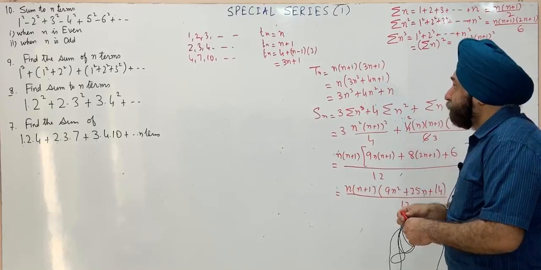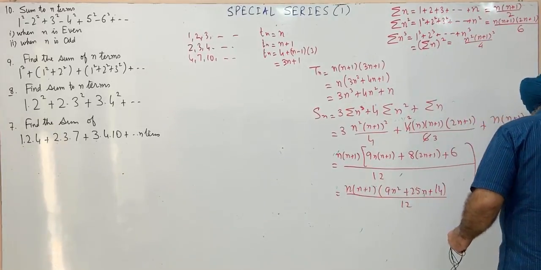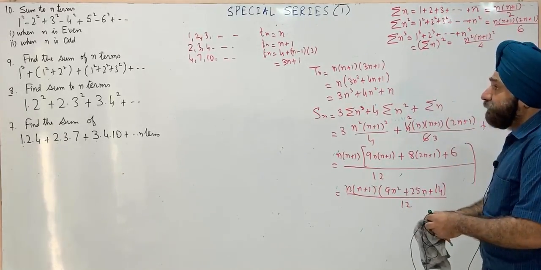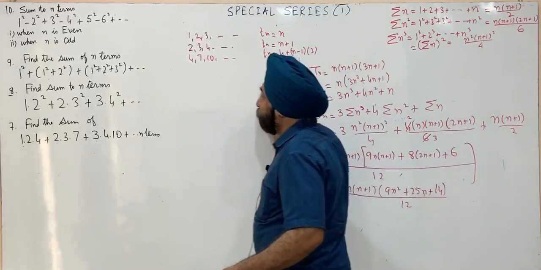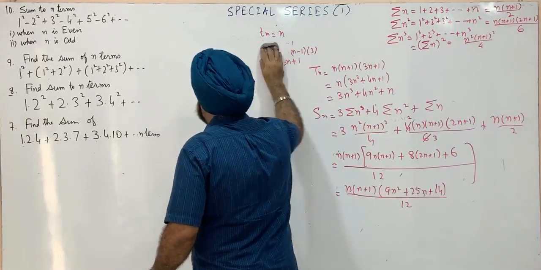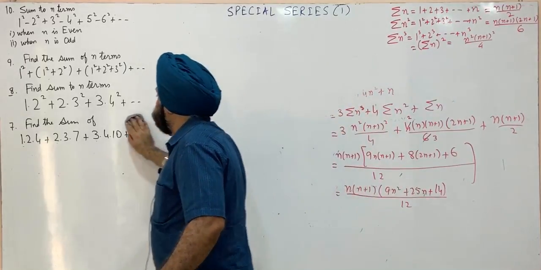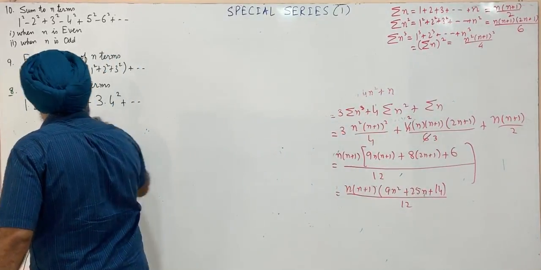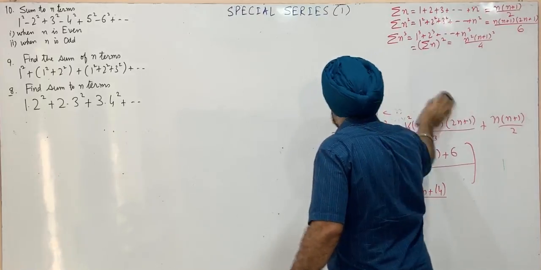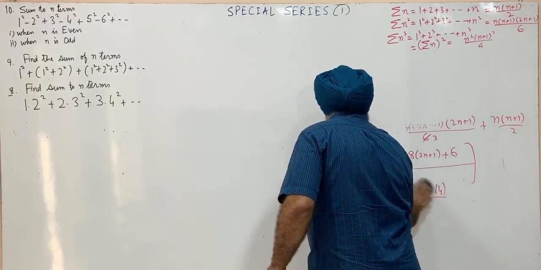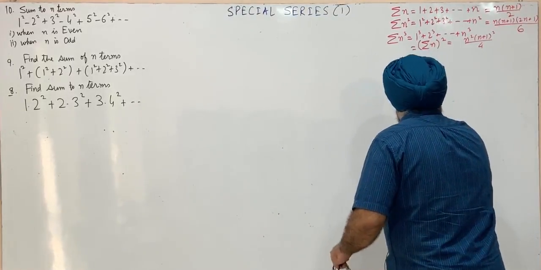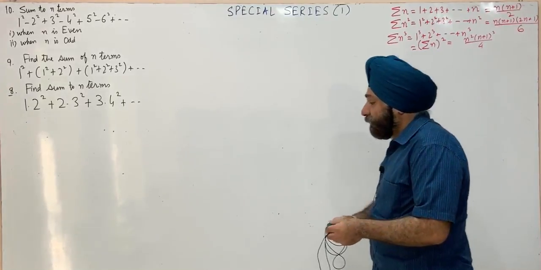The eighth question. In the eighth question, we have each term as a product of two terms. So we are identifying the pattern, then we will write the general term, the nth term. Applying sigma, we will get the sum of n terms.